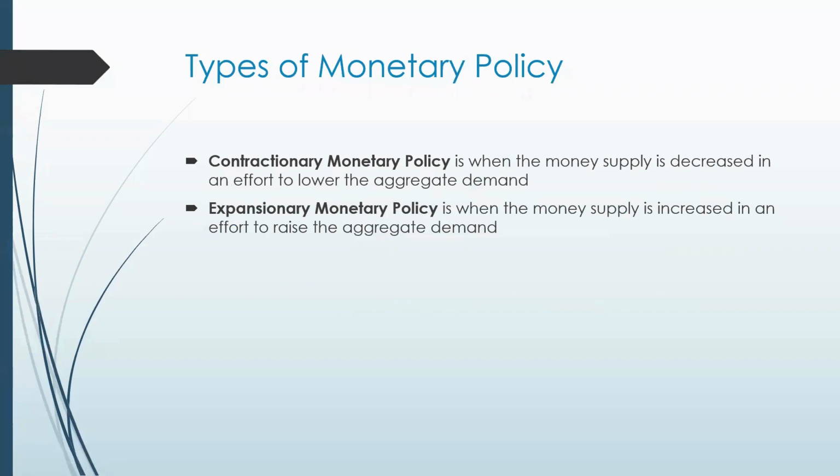Types of monetary policy. Contractionary monetary policy is when the money supply is decreased in an effort to lower the aggregate demand. Expansionary monetary policy is when the money supply is increased in an effort to raise the aggregate demand.